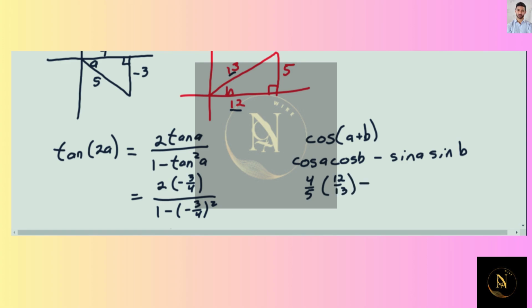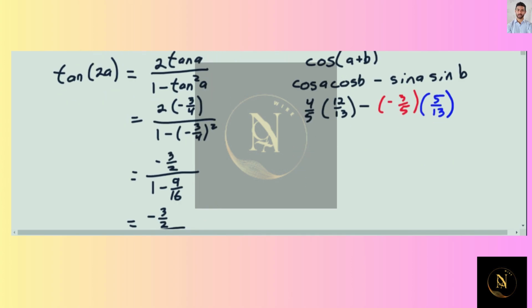And then we are going to subtract this from the sine of A, so opposite over hypotenuse, so -3/5. And we are going to have to then also find the sine of angle B. Well, the sine of angle B will be 5/13. And now we just need to simplify. Well, 4/5 times 12/13 is 48/65. And then we'll minus this from, well, -3/5 times 5/13 is -15/65.